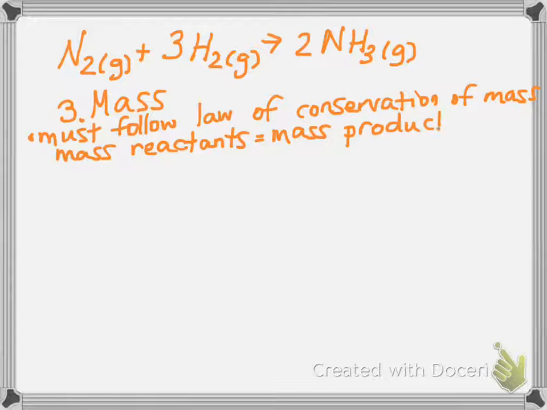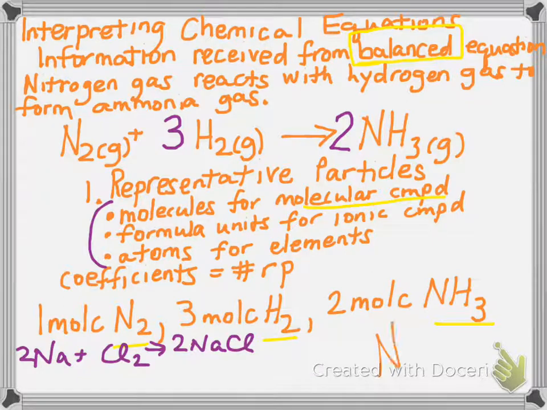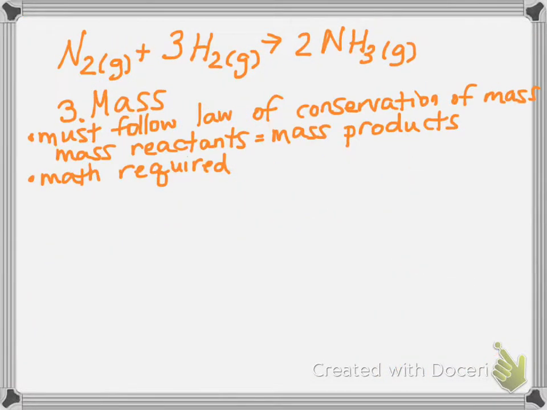So to interpret any chemical equation in terms of mass, there's math required. Okay. So again, remember, notice here there was no math. And back over here too, there was really no math. You're just using your coefficients, okay? So the first time we're seeing any math is when we want to interpret our chemical equation in terms of mass.